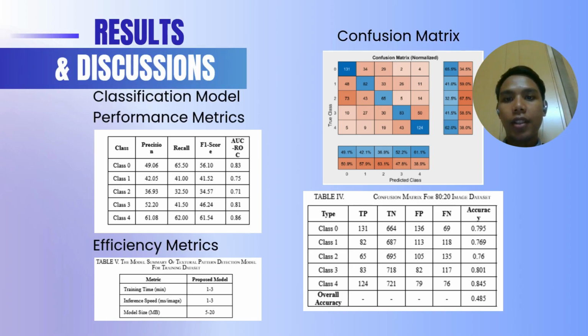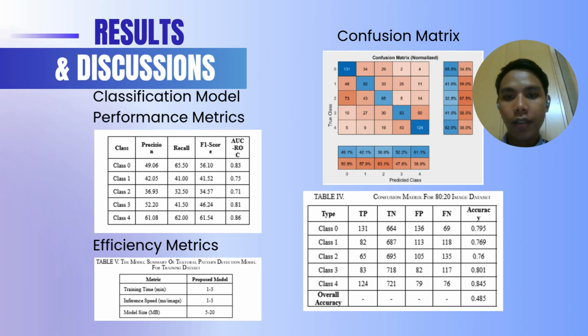Moving on to the results and discussion, we are not going to cover every single part, but I want to emphasize all these important contents. You can see on the left side of the slide, the classification model performance matrix. If you look at the table, we can see that class 4 has the highest precision, class 0 has the highest recall, the highest F1 score was obtained by class 4 as well, and last but not least, the area under the curve. Class 4 has the highest ROC value.